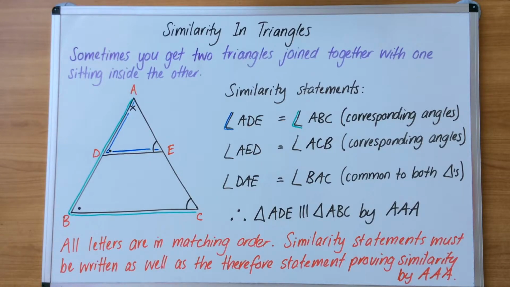Because all the angles match up, you write the therefore statement. Therefore, triangle ADE is similar to triangle ABC by AAA, which means angle, angle, angle. So all letters are in matching order, and similarity statements must be written as well as the therefore statement proving similarity by AAA.